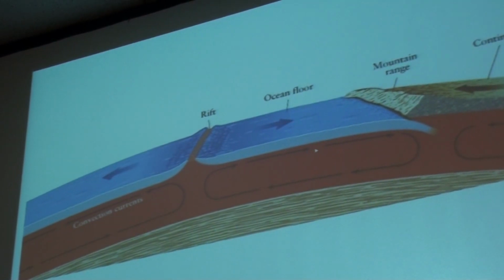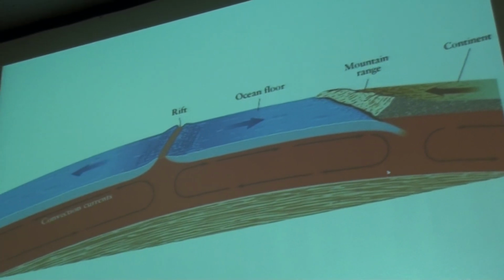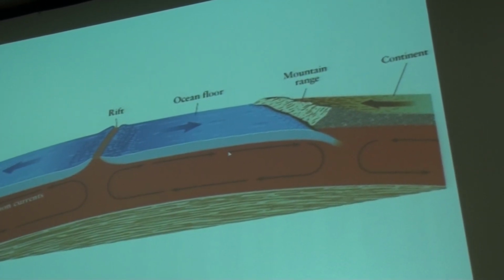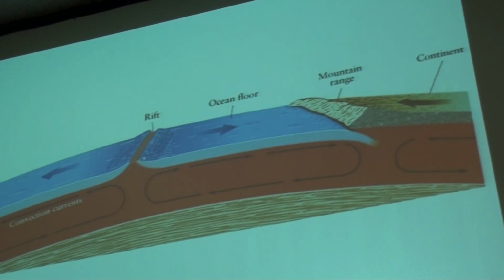And so in some places, one plate will dive beneath another. That's called subduction. And so here we can see how this might work. You would have a plate diving beneath the surface in this area, but then material would upwell in another place, what we call a rift.